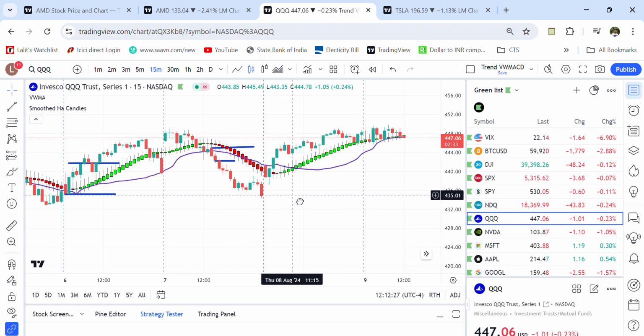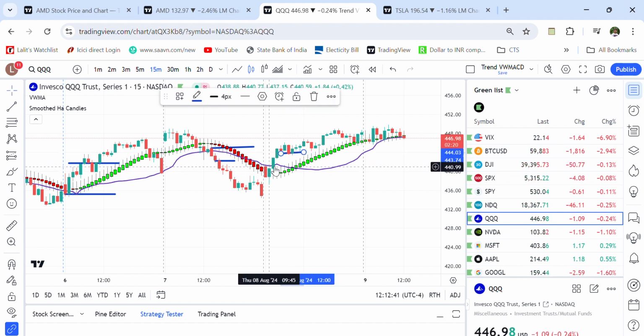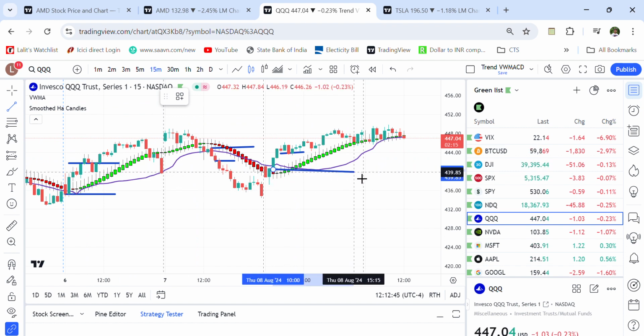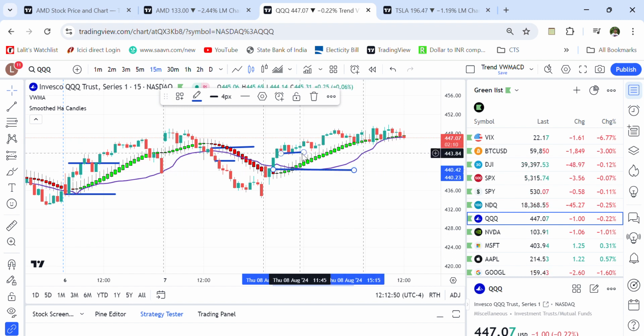Now the next day again, if you see, it crossed over here, and the Heikin Ashi is green over here. So this is your entry. And as per our explanation, we'll go with the candle which crossed the VWMA. So this is our stop loss. The stop loss is at 440. Our entry was 443.7, so the range is 3.7.